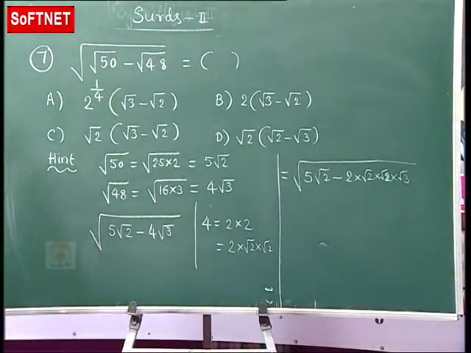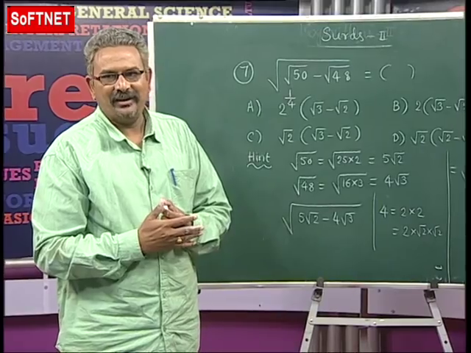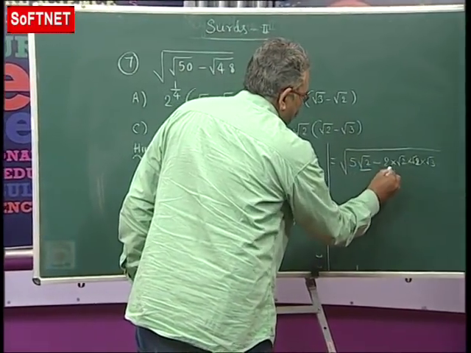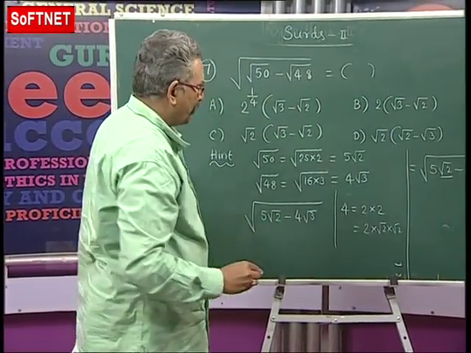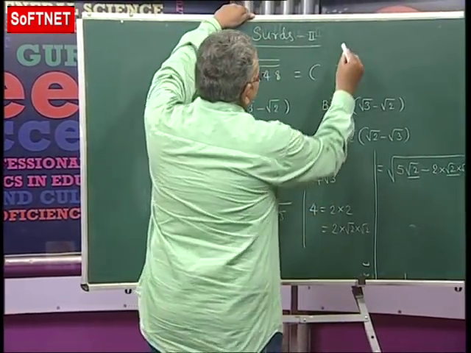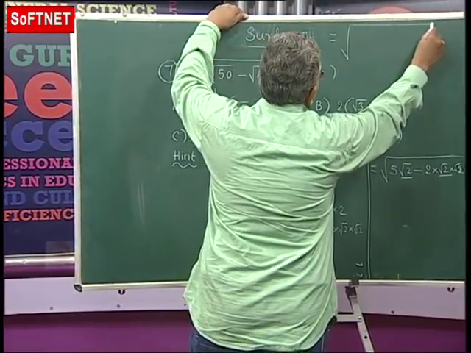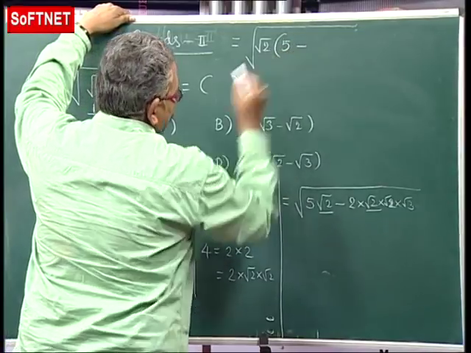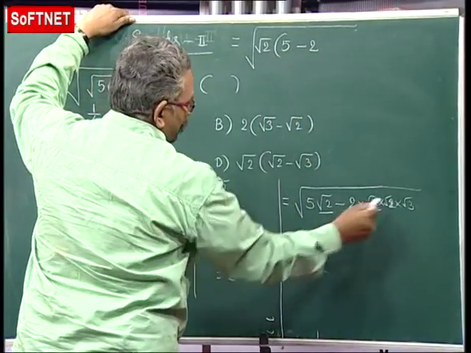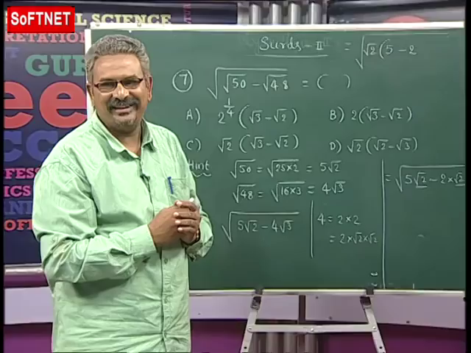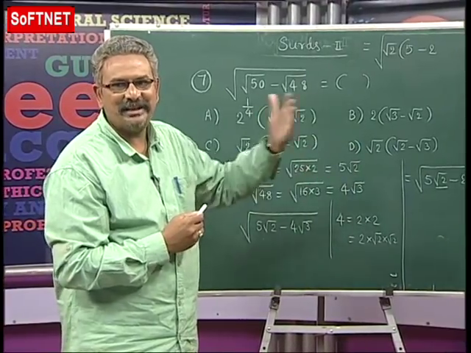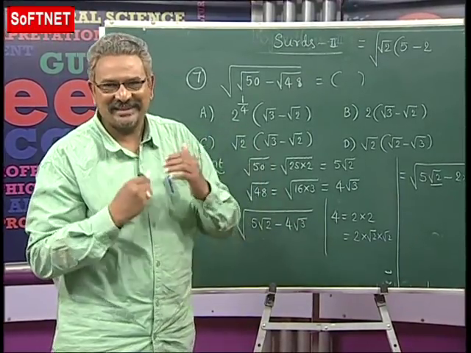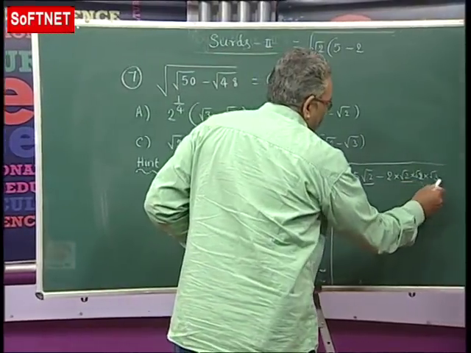Okay. Now, what shall we do? Yes, we have to take this root 2 common. So, now if you take root 2 common, you get 5 minus 2 root 2 into root 3. Can I write directly? Already we have discussed it so many times. Root a into root b is root of ab. Root 2 into root 3 is root 6.